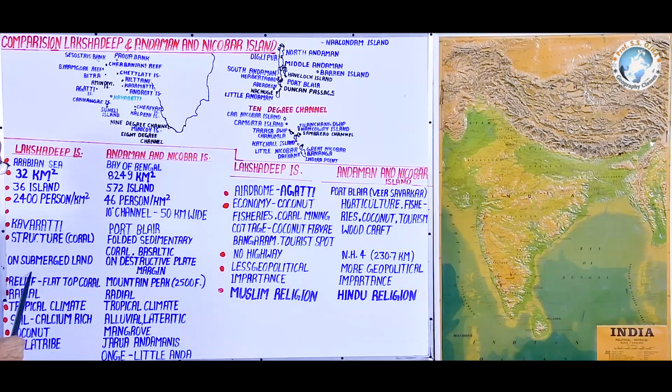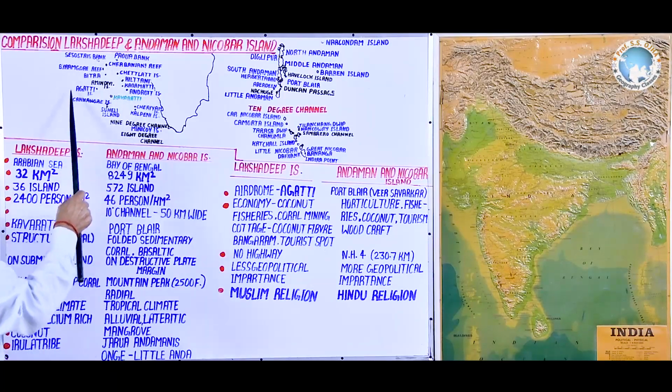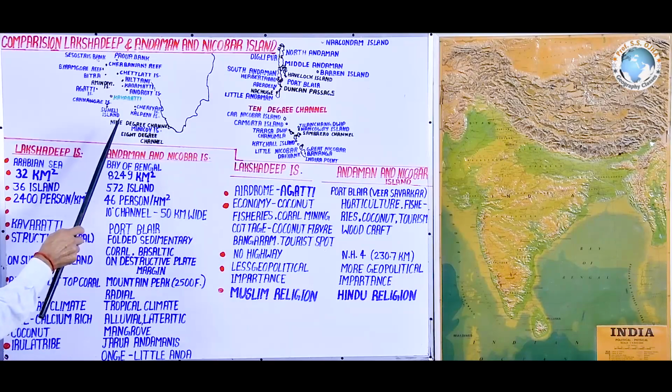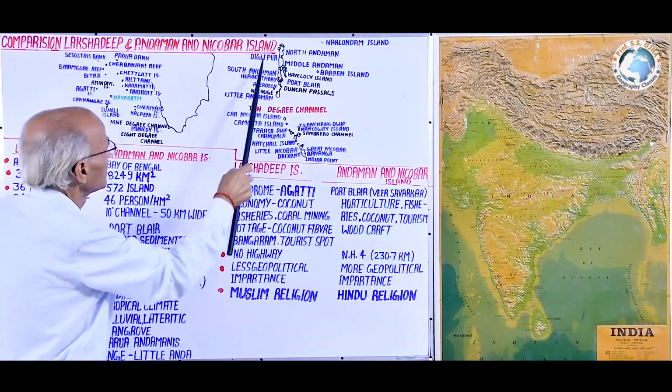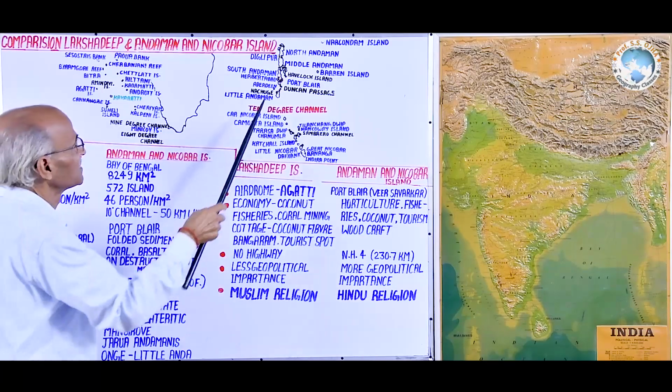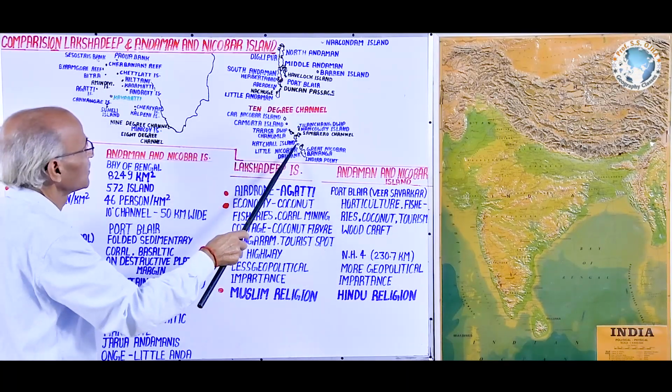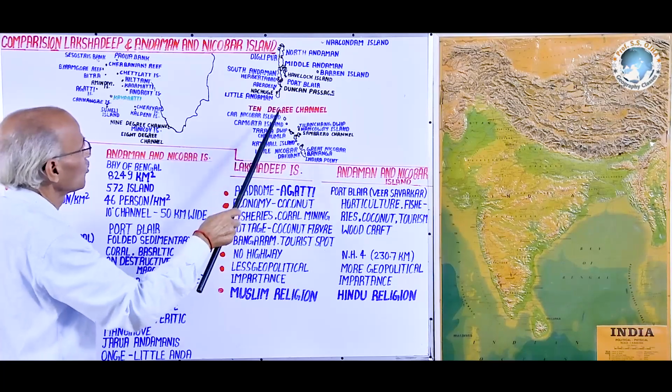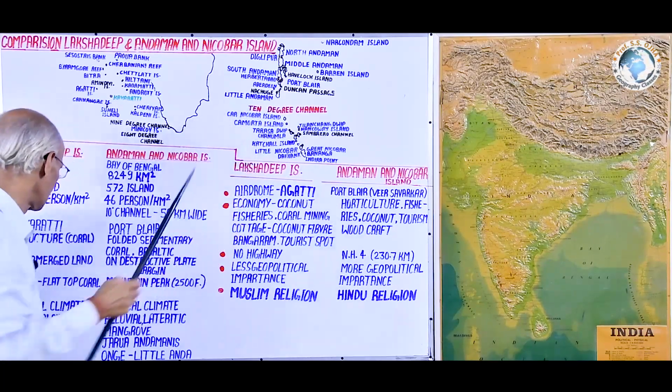And next difference is, thus in brief, this group of islands is made up purely of corals. Contrary to it, the Andaman and Nicobar group of islands is made up of sedimentary sandstone folded structure. Number 2, corals. Number 3, basalts.